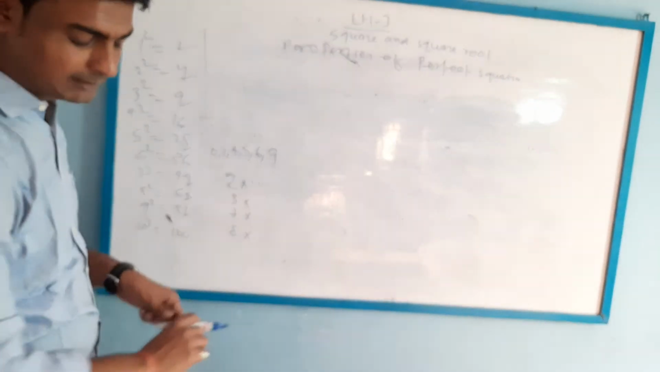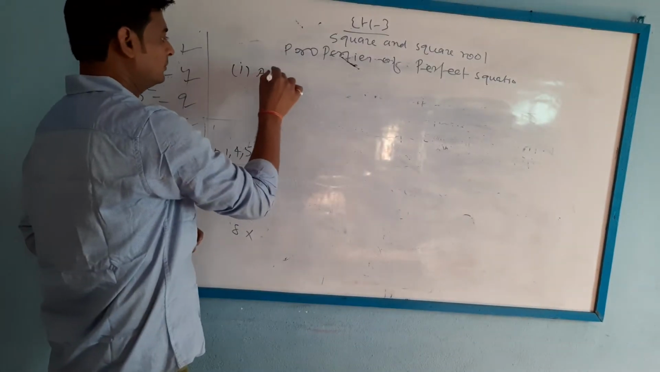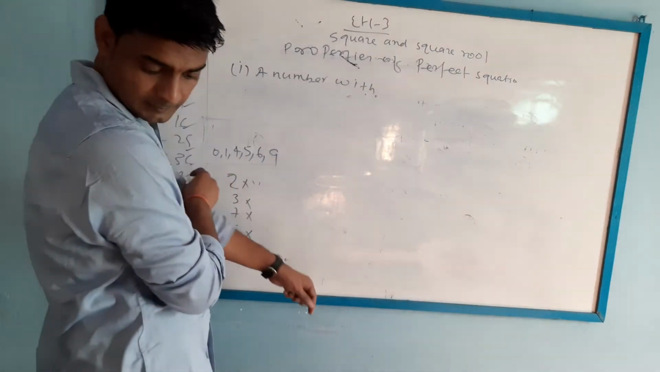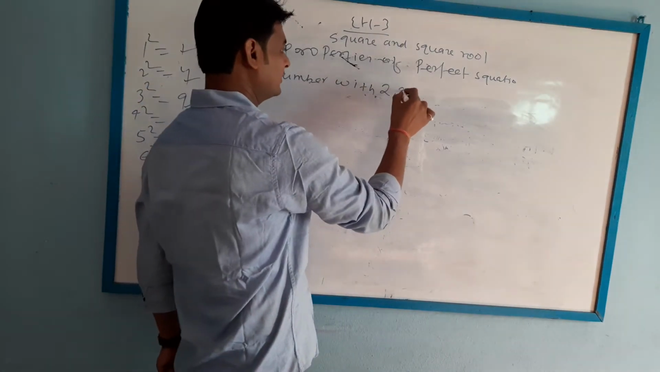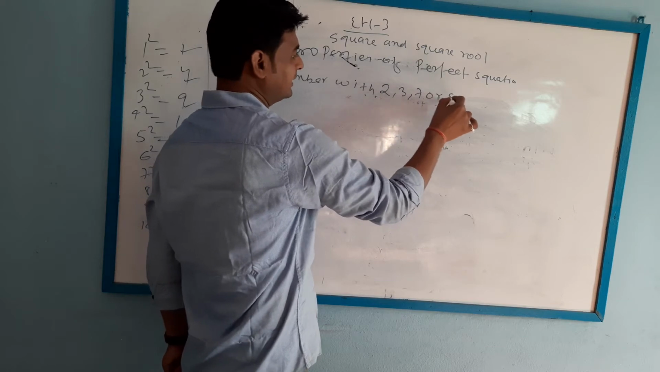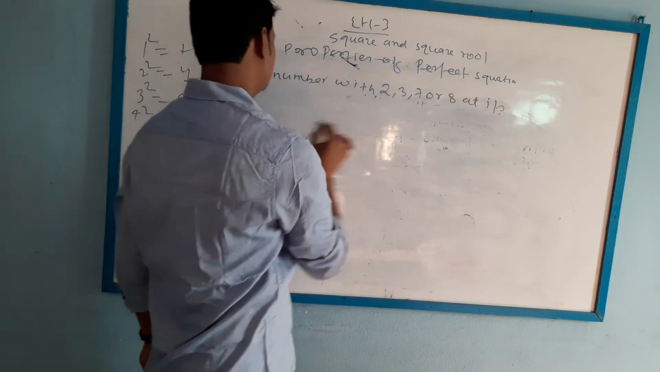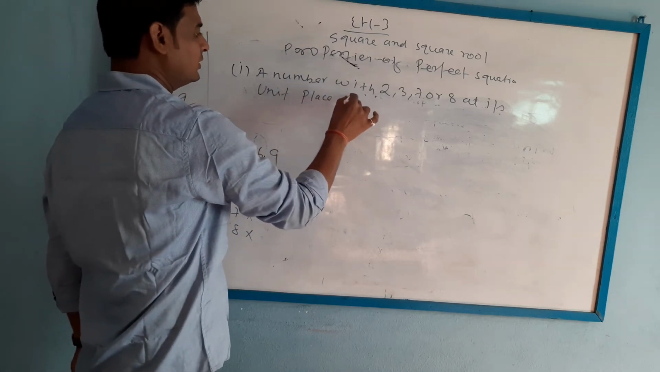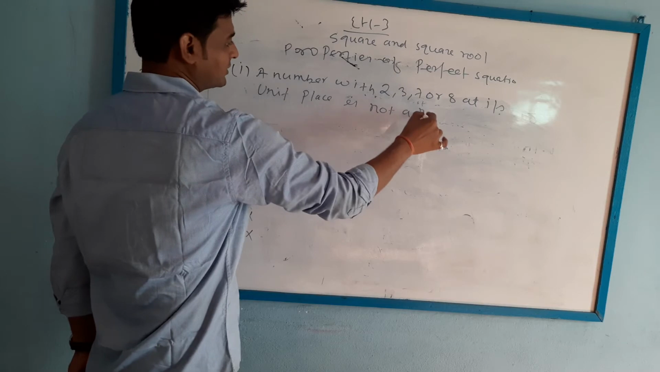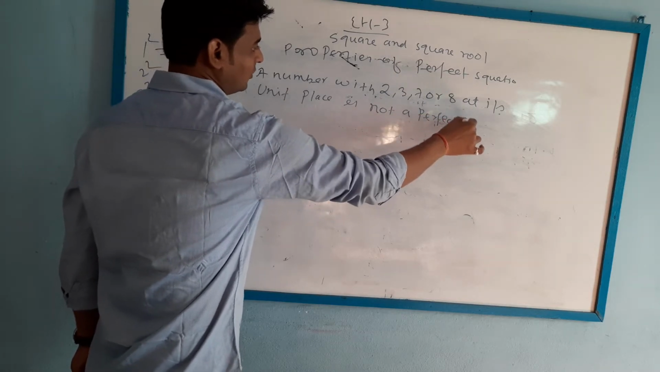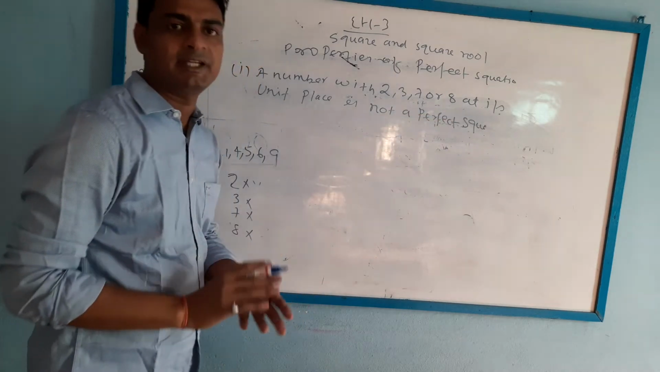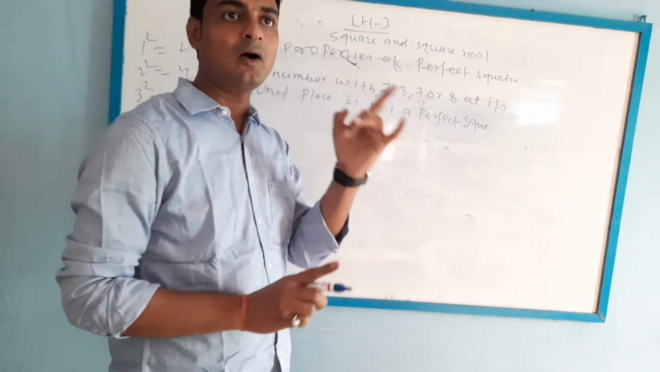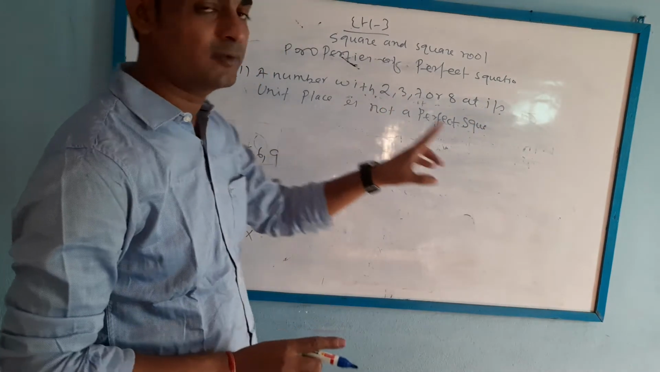So the first property is a number with 2, 3, 7 or 8 at its unit place is not a perfect square. So this is a property. A number ending with 2, 3, 7 or 8 can never be a perfect square.